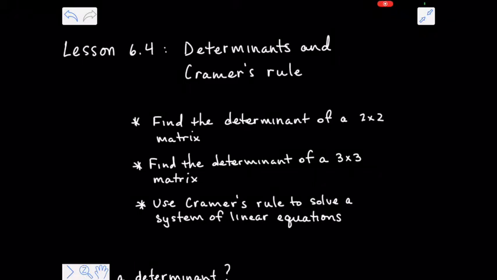So the first learning target there, we're going to find the determinant of a square 2 by 2 matrix. Then we're going to learn how to find the determinant of a square 3 by 3 matrix. And once we've learned that, then we can use Cramer's rule, because Cramer's rule uses determinants.